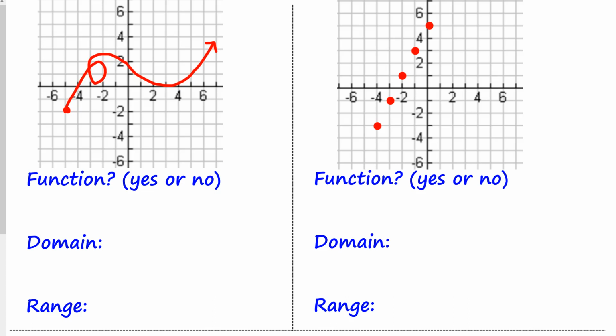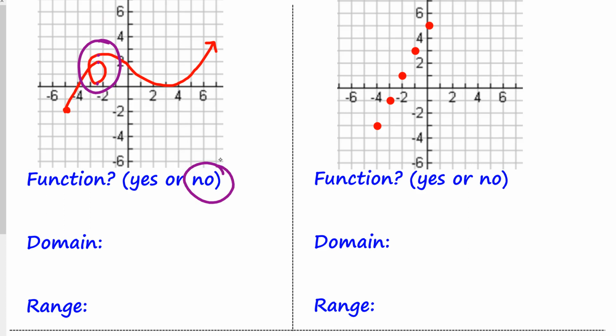Okay, so here's a couple of problems we can figure out. You can even pause, figure it out yourself, and then resume. So is this a function, yes or no? Well, take a look at this portion right here where you have an x value, multiple x values that have multiple y values. So no, it's not a function.